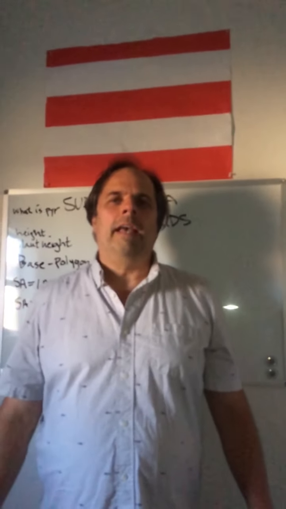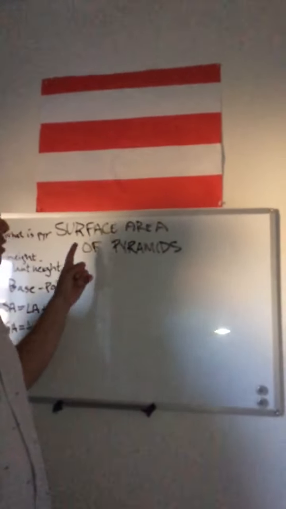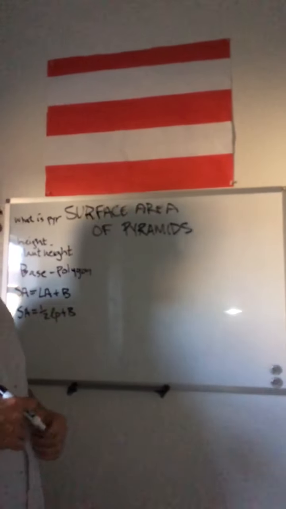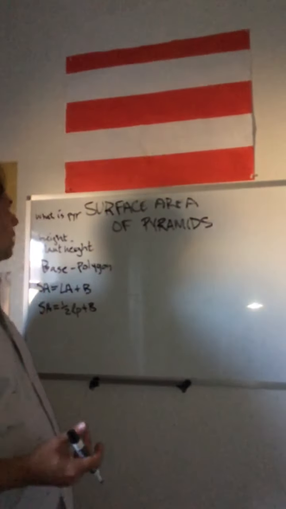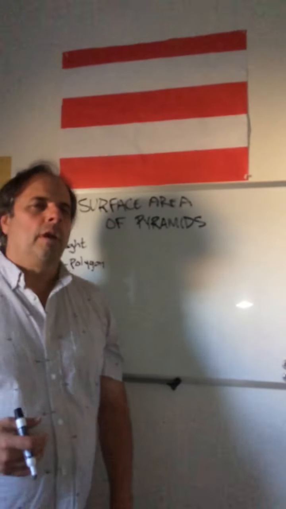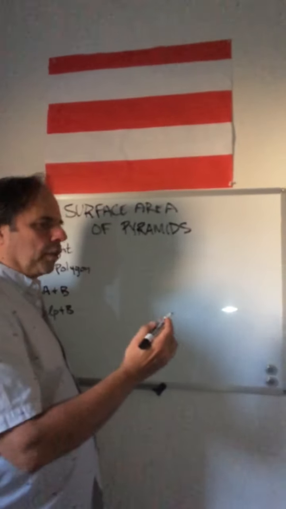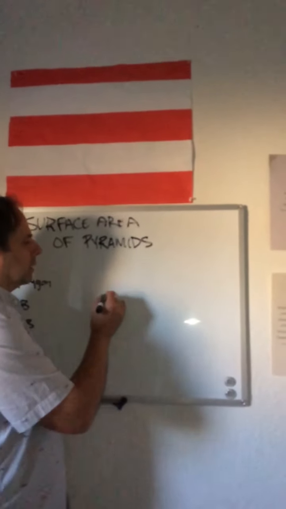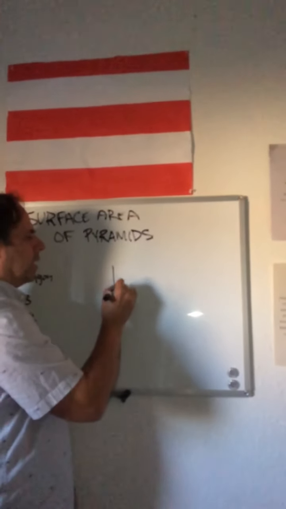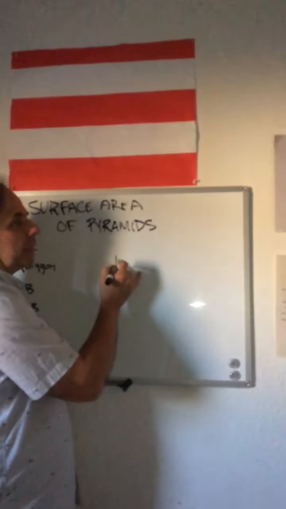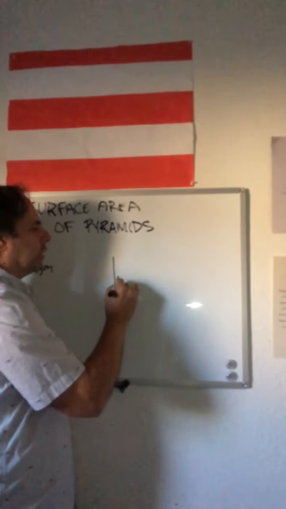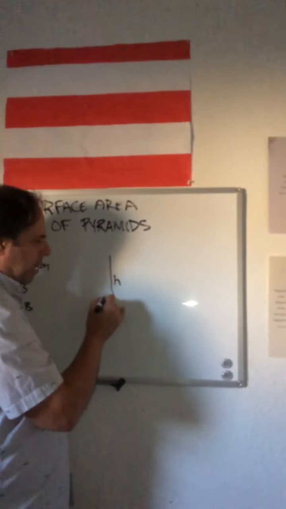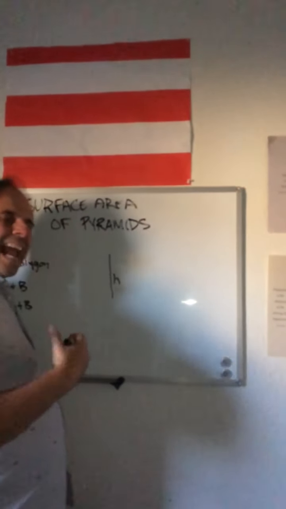Hello, Mr. Clark, and this time we are going to be talking about the surface area of pyramids, okay? Remember last time we talked about the surface area of cones? This is going to be very similar, only instead of having a circular base, you're going to have a polygonal base, or a polygon-shaped base. Once again, we'll start with a line segment, and we'll call it H, just like in the cone. Only this time, instead of intersecting a circle at the bottom, it can intersect any polygon.